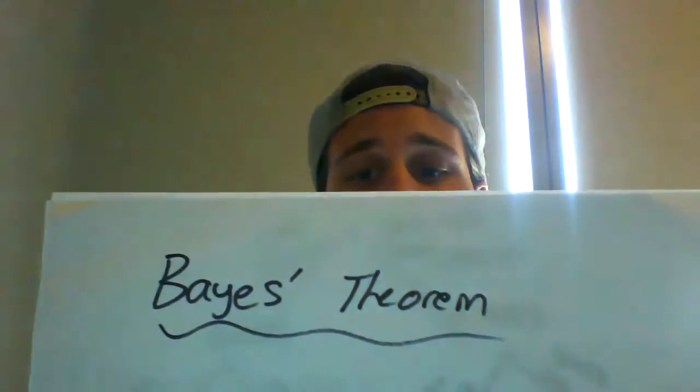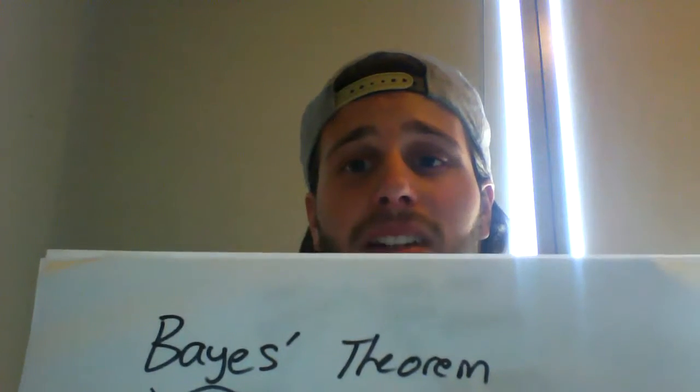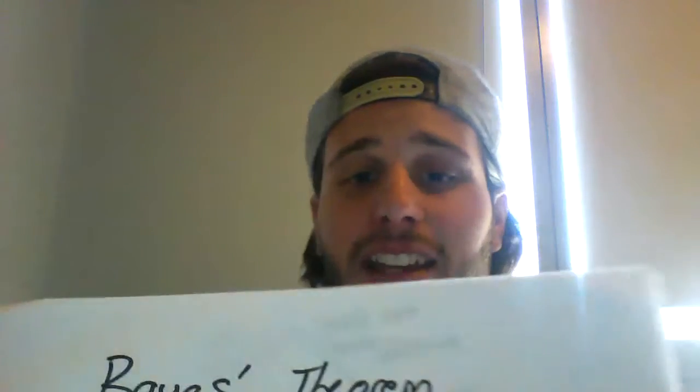So what is Bayes' theorem? In mathematical terms, this would be Bayes' theorem. Probability of A given B is equal to the probability of A times the probability of B given A divided by the probability of B. So what does that mean? What can we use that for?